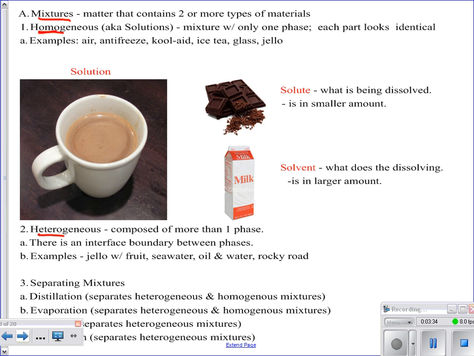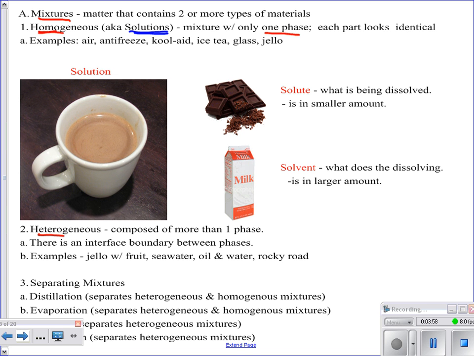But any sort of mixture that looks the same, in other words, there's only one phase, everything about it looks the same to the naked eye, that's considered a homogeneous mixture. And a vocab term that you should know is solution. If I use the word solution, I am talking about a homogeneous mixture. So that's just a vocabulary word you should know.